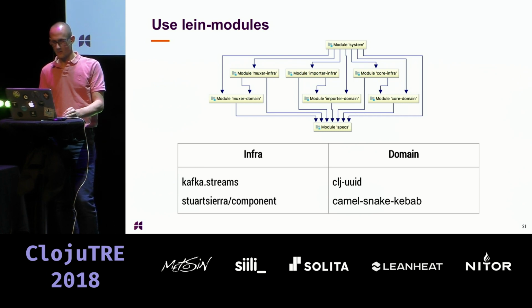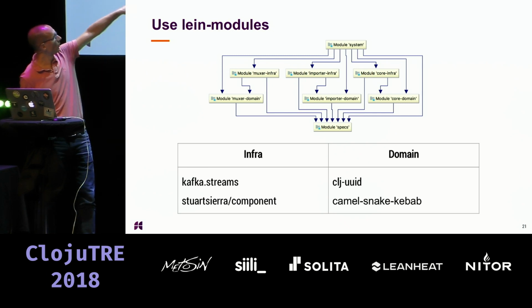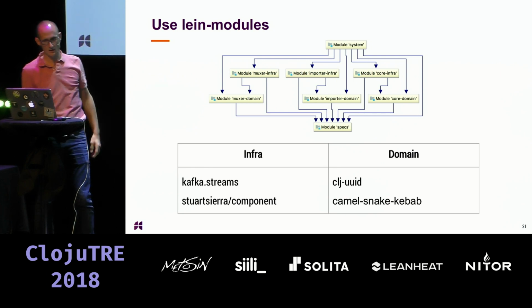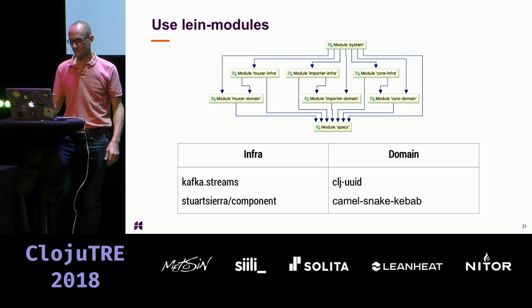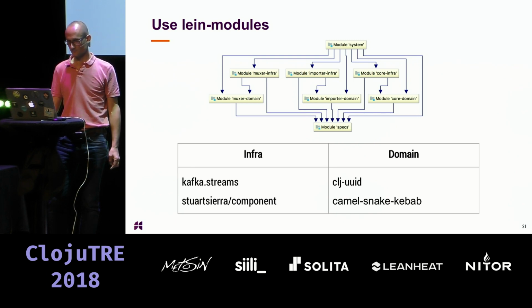So this is what our module dependency looks like. We have this core microservice and Muxer microservice, and they are tied together by a system module, which deals with everything related to configuration, that kind of stuff. And in the infra layer, you can see that we just have dependencies on Kafka Streams and stored service component. In the domain, we don't have that. We just have a dependency on CLG UID, which is a third-party library, and we only use the deterministic function. And yeah, camel steak kebab, right?